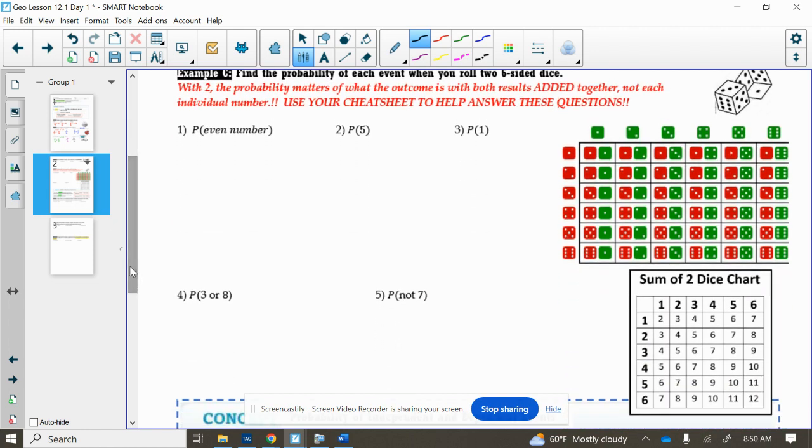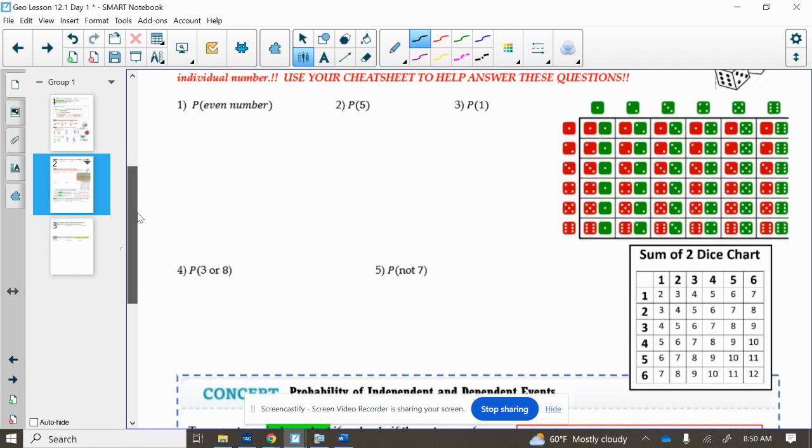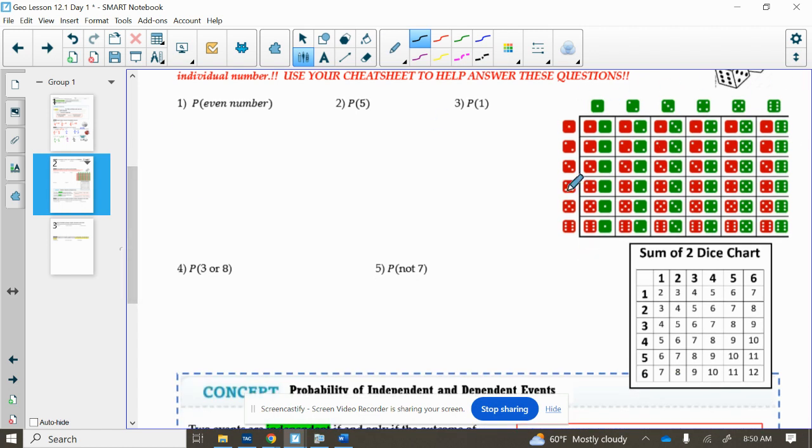All right, down in example C, we are upping the amount of dice we are using to 2 dice, and we want to think about the outcomes. If we added these dice together, what would the total number be? Would it be odd? Would it be even? Would it be a specific number? What would we get? Well, reminder when we are rolling these combinations, dice 1 is green, dice 2 is red.